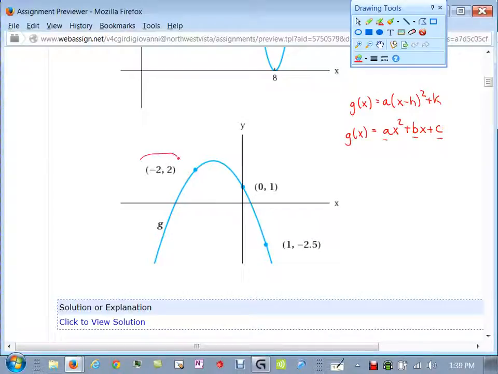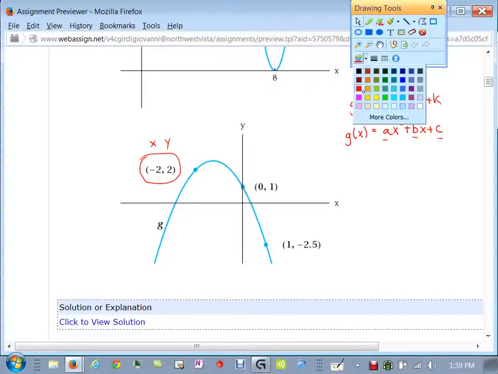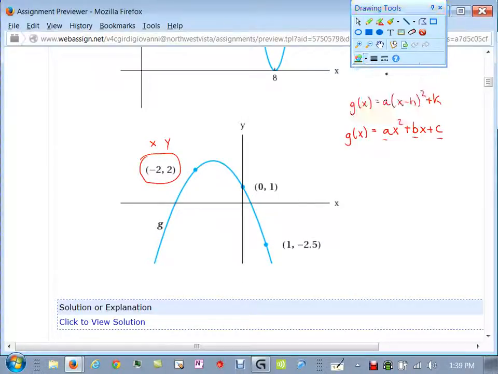So let's first use this point (-2, 2). Again, that means when I plug in negative 2 for x, I should get 2 out for y. Replacing the g of x with y, we get y equals ax squared plus bx plus c. Now I'm going to be using that for the rest of the problem. Let me first plug in negative 2 for x and 2 for y. I'm going to write it down over here.